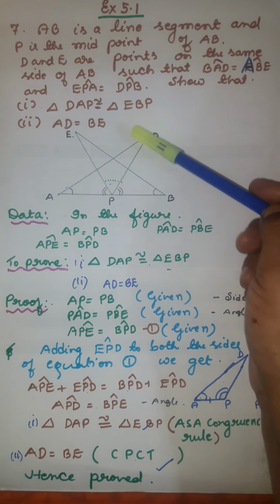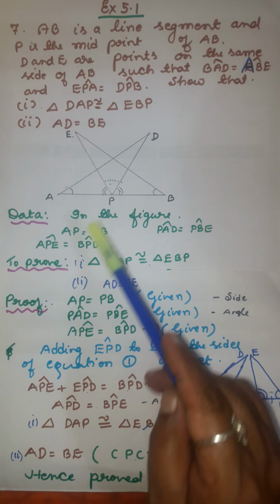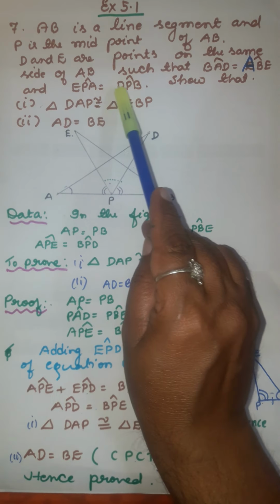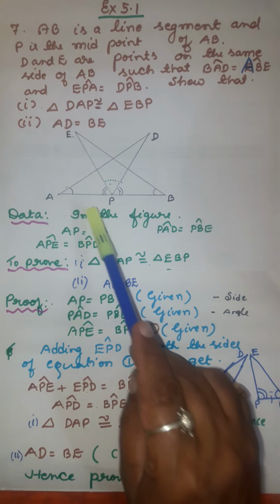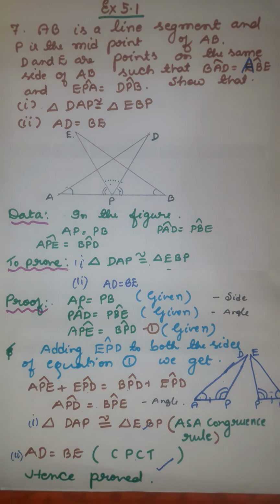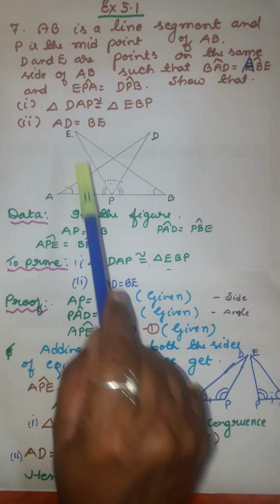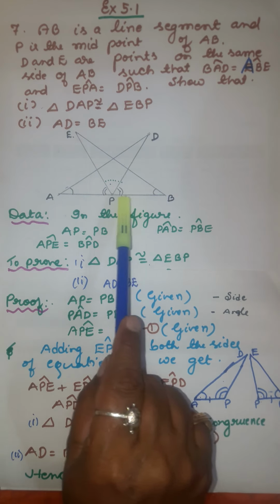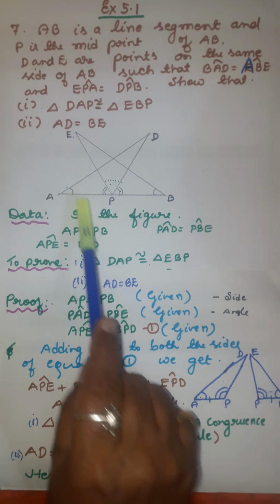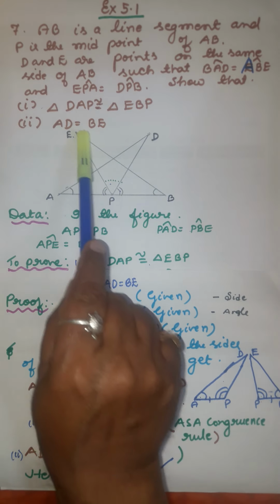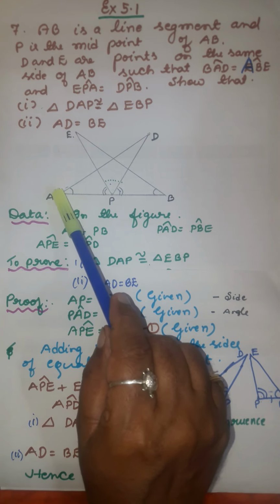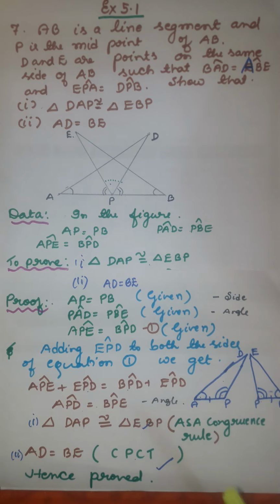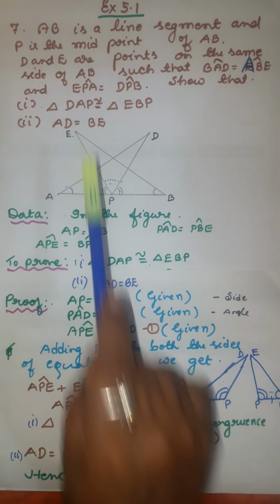So, they are on the same side of the line segment AB such that angle BAD is equal to angle ABE. And also given, angle EPA is equal to angle DPB. Now, we have to prove triangle DAP is congruent to triangle EBP and line segment AD is equal to line segment BE. So we have to prove this.